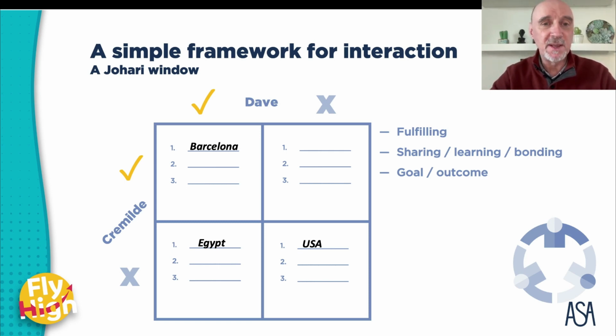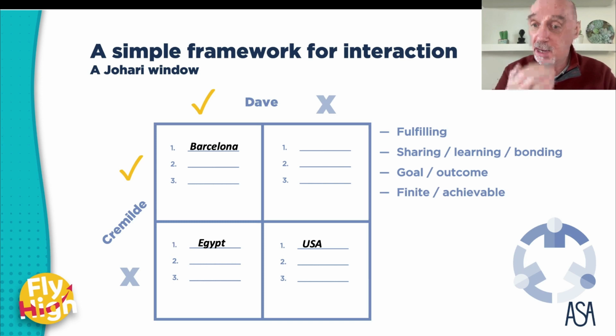The difficult ones are the no, yes, and yes, no for each person. But eventually students do get there. You can reduce the number of items in each box, of course, to make it more achievable. But having a goal and having an outcome is very important. We'll go back over all of these factors in a little while.